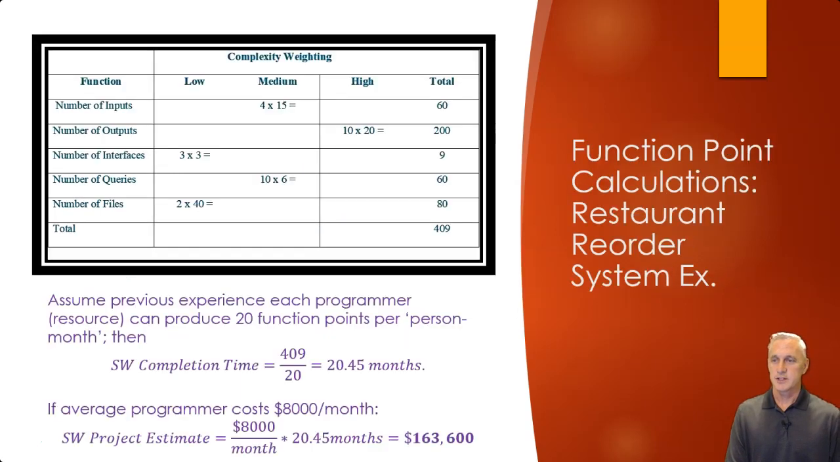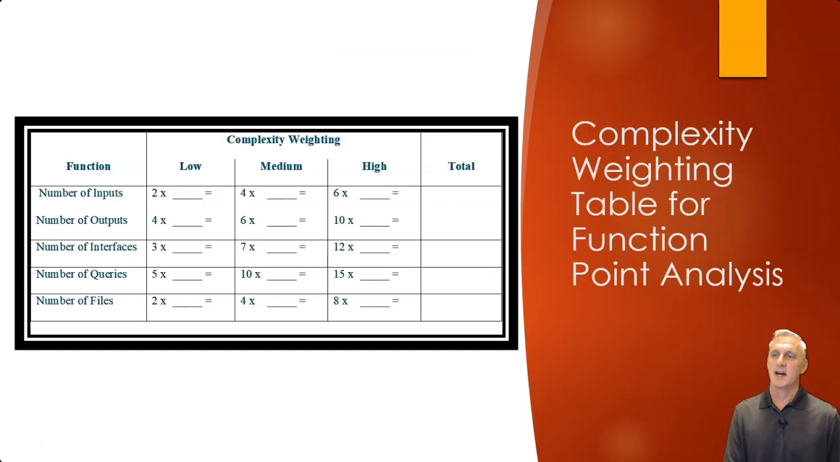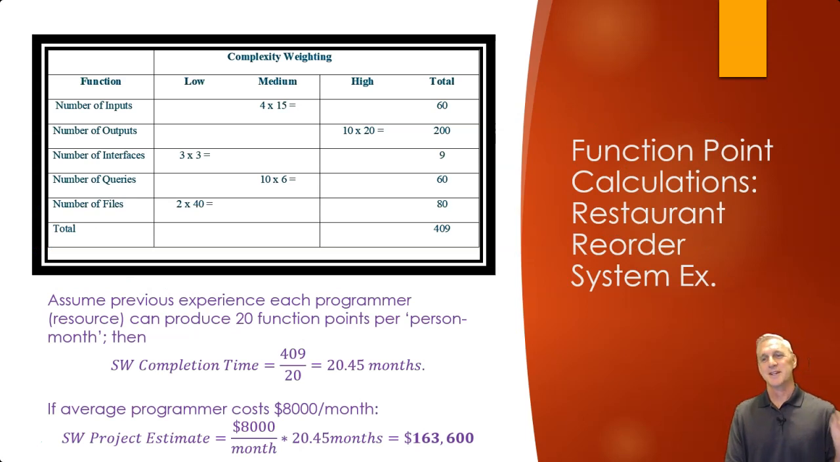So let's see an example of how this is used. Let's say number of inputs, we have 4 inputs, and that's a medium level of complexity, so we multiply it by 15. We have 10 outputs, multiply that by 20. We have 3 interfaces, which is low, multiplied by the 3. Number of inquiries, we have 10. Sorry, I think I just said the other ways. We have 15 inputs, 20 outputs, 3 interfaces. I was reading the numbers on the left. 6 inquiries, and then 40 different files that we're dealing with.